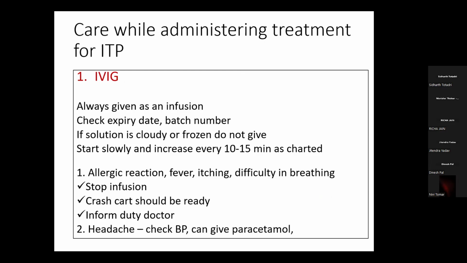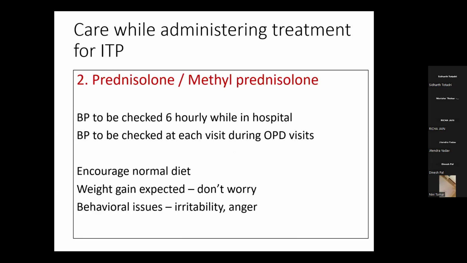And for nursing parts, basically the nursing interventions while administering IVIG: IVIG must always be given as an infusion, starting with 0.5 to 1 ml per hour, and then increasing the dose as per chart. Allergic reactions, fever, itching, difficulty in breathing should be monitored. If any of these occur, stop the infusion. The crash cart should be ready. Inform the duty doctor. Check for headache. In the case of prednisolone or methylprednisolone, BP is to be checked every 6 hours while in hospital. BP is to be checked at visits during OPD visits.